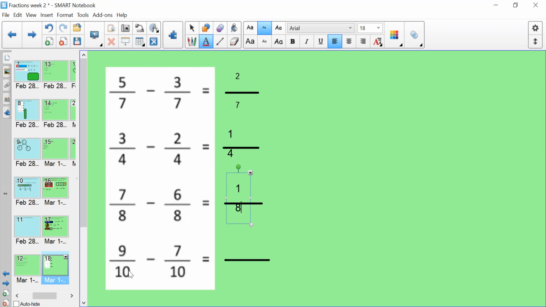And then we've got 9/10 take away 7/10. So 9 take away 7 is 2. So the answer is 2/10. And of course, if you needed to draw models to help you, that's absolutely fine as well.